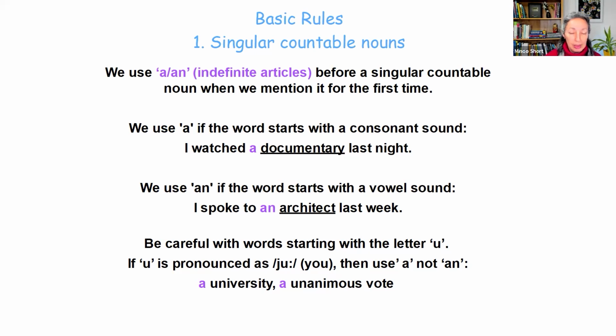A little note here, important note, be careful with words that start with the letter U. If U is pronounced the way I said it, you, then use a, not an. So a university, a unanimous vote. And if it's pronounced as a vowel, then of course you will use an. So that's for singular countable nouns when we mention them for the first time.